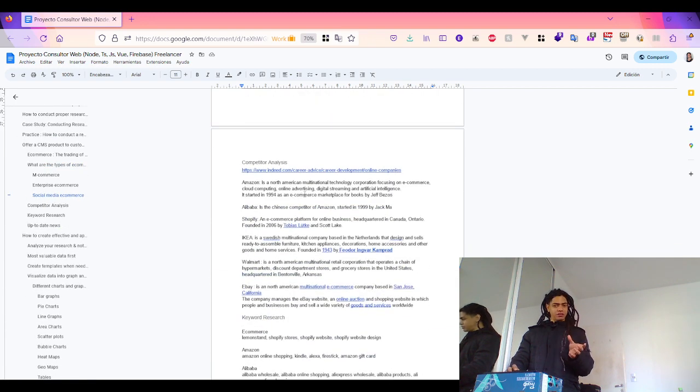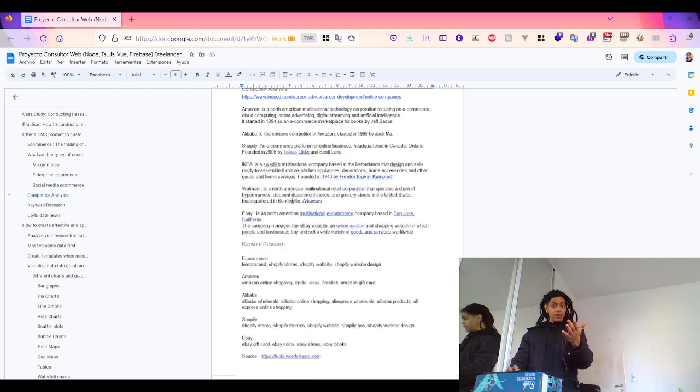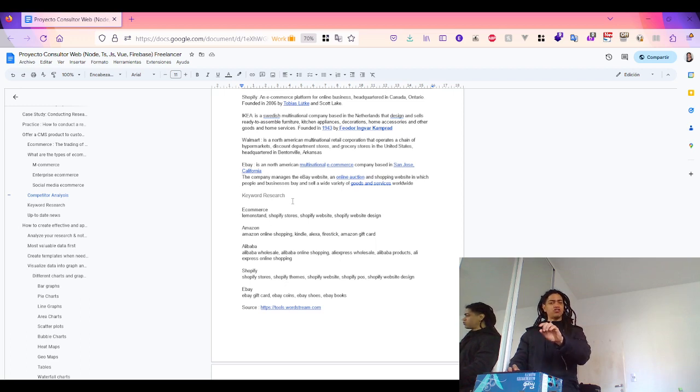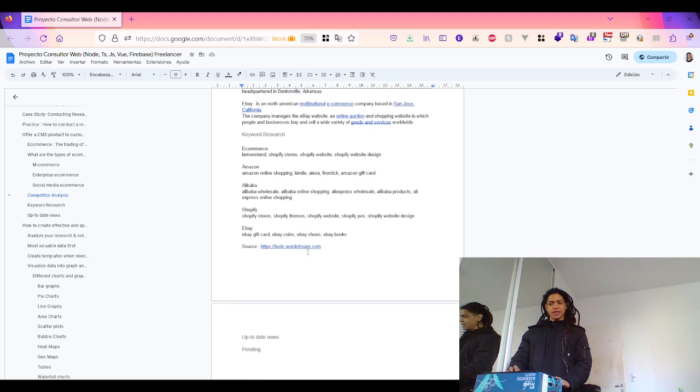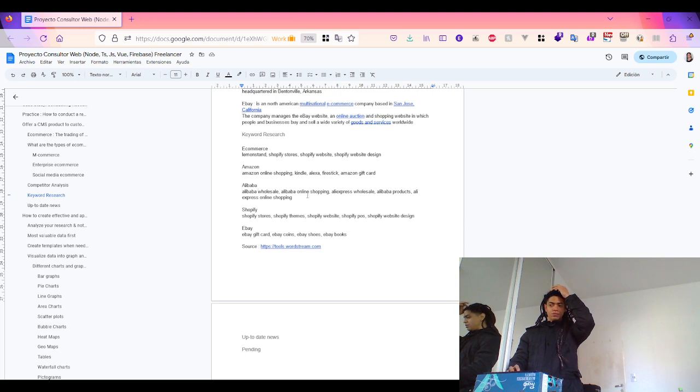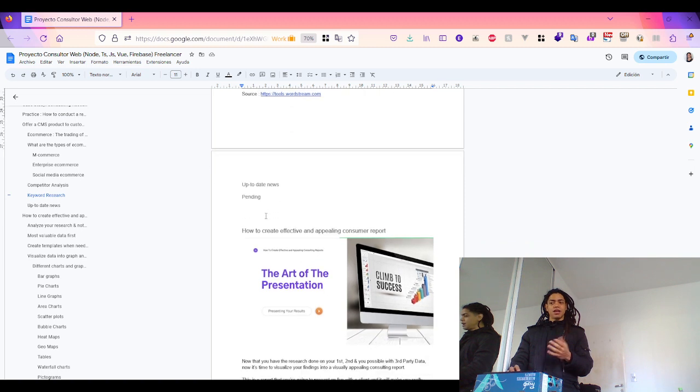and then I also look at the competitor analysis, okay, to understand who the other players are in that industry. Alibaba, eBay Business, IKEA, Amazon, Shopify, as well as a keyword research to understand what's going on in that industry. So for example, in the Shopify, you have Shopify website, Shopify theme, Shopify application, Shopify point of sales. Okay. In the Amazon, you have Amazon online shopping, Kindle, Alexa, Fire Stick, and then you have Alibaba here, Alibaba wholesale, Alibaba online shopping, AliExpress wholesale, Alibaba products, AliExpress online shopping, and then I have pending to up-to-date news.